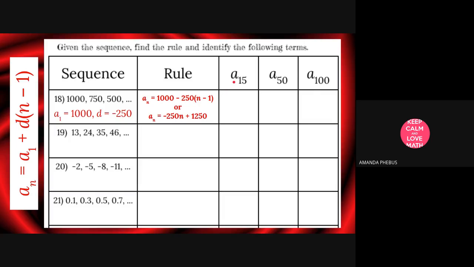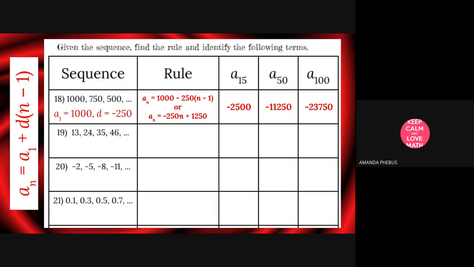I'm going to plug in 15. It doesn't matter which one you use, the explicit rule or the simplified explicit rule, but we're going to plug 15 in for n and get -2,500. If you plug in 50 for n, you get -11,250. And if you plug in 100 for n, you get -23,750.